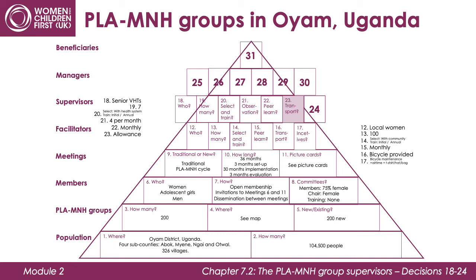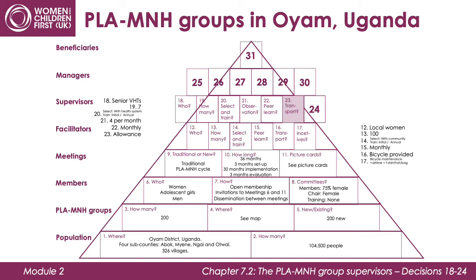Let's revisit our real-world example of a PLA-MNH group program in Oyam District, Uganda. Although quite densely populated, the average distances for supervisors to reach most of their groups was over 1 hour on foot. This is because their catchment areas are quite large and because Oyam has a number of topographical barriers which make travelling challenging. The partner conducted a cost-benefit analysis looking at different options to support PLA-MNH group supervisors to travel to conduct their observations. On balance, public transport made the most sense in this setting.